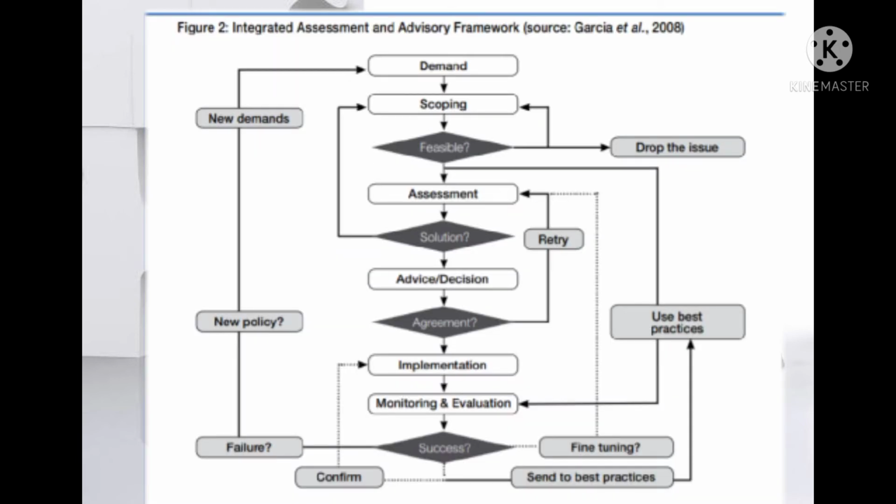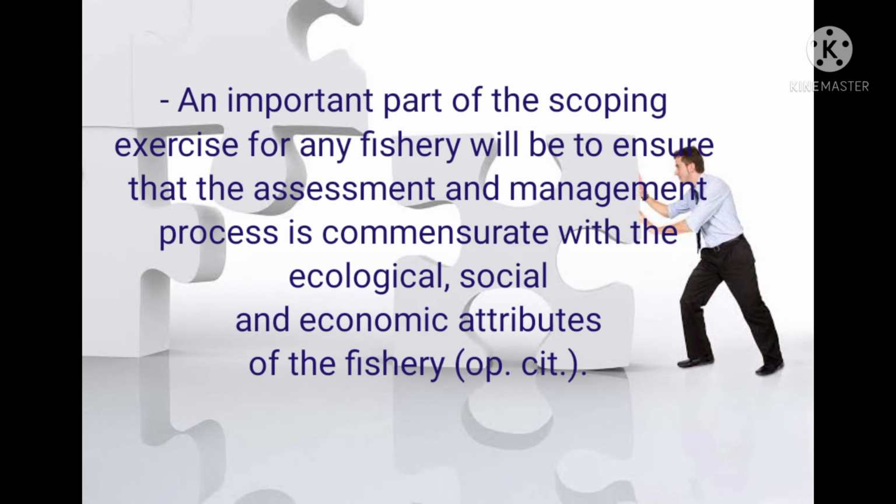Figure 2. Integrated Assessment and Advisory Framework, Garcia et al. 2008. These are the interconnected elements of Figure 2, and for more info, you can visit Module 7 on the Fish 8. An important part of the scoping exercise for any fishery will be to ensure that the assessment and management process is commensurate with the ecological, social, and economic attributes of the fishery.